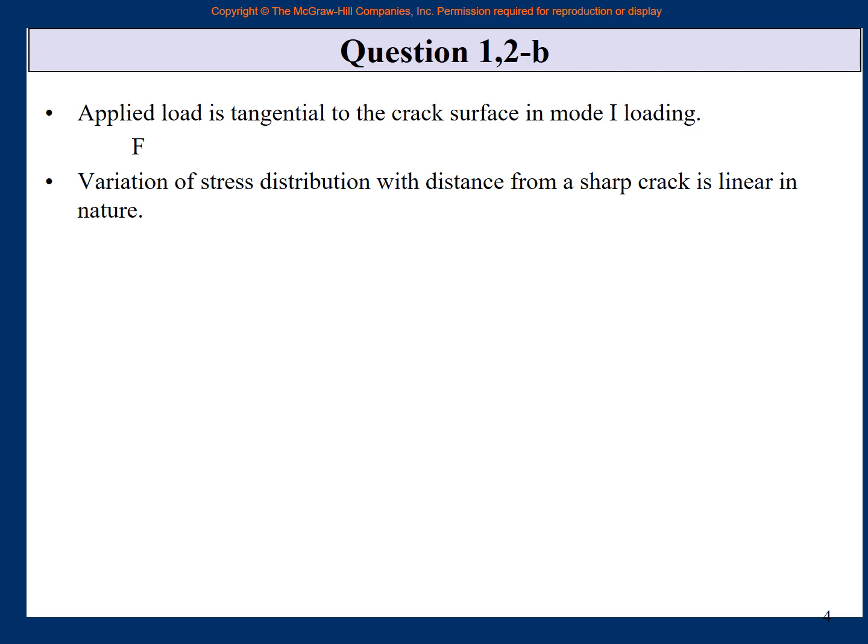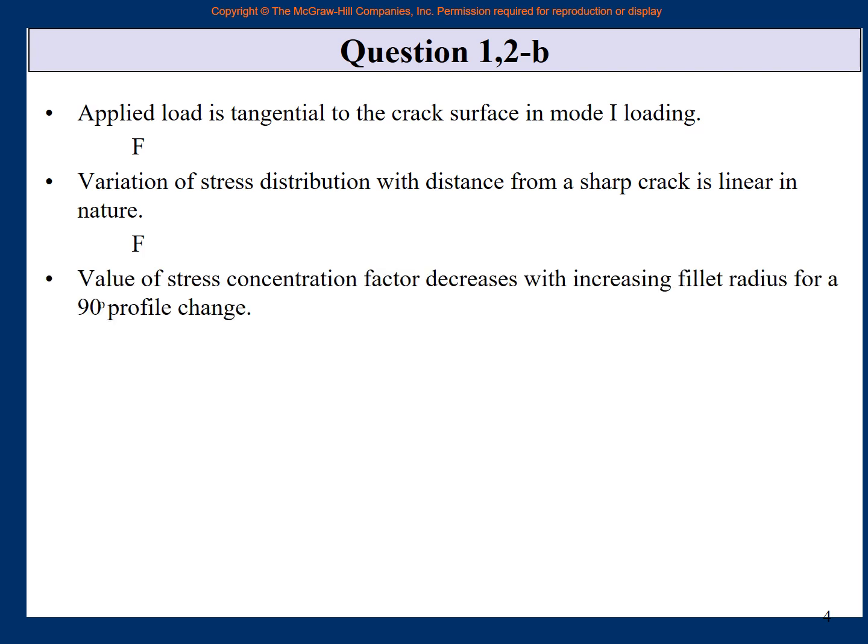Variation of stress distribution with distance from a sharp crack is linear in nature. What is your answer? False. You have seen several diagrams where there is the crack tip, and we draw the profile of the stress variation as you go away from the crack tip, and it is always a non-linear curve, not linear.